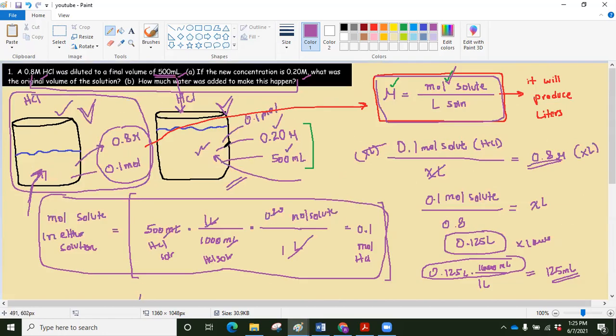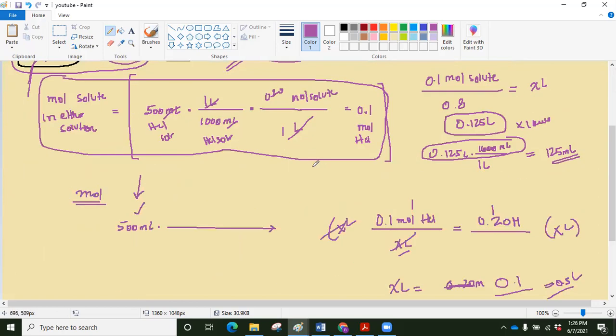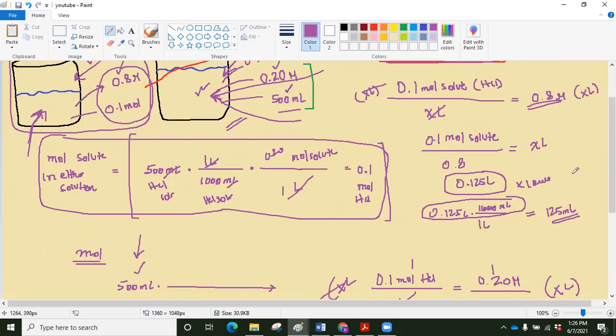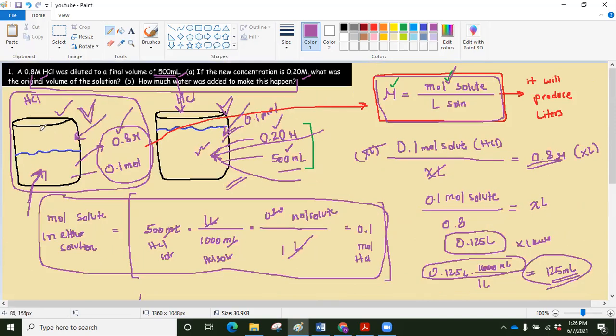So it's really important to be able to group information in terms of what is for what solution, right? The 0.8 molar solution was for this container. The 0.20 molar solution is for this container. 500 milliliters is for this container. And of course, when you get your final answer, which is 125 milliliters, that is for this container. So it's really important to group information in that manner, and drawing a picture really helps that purpose.